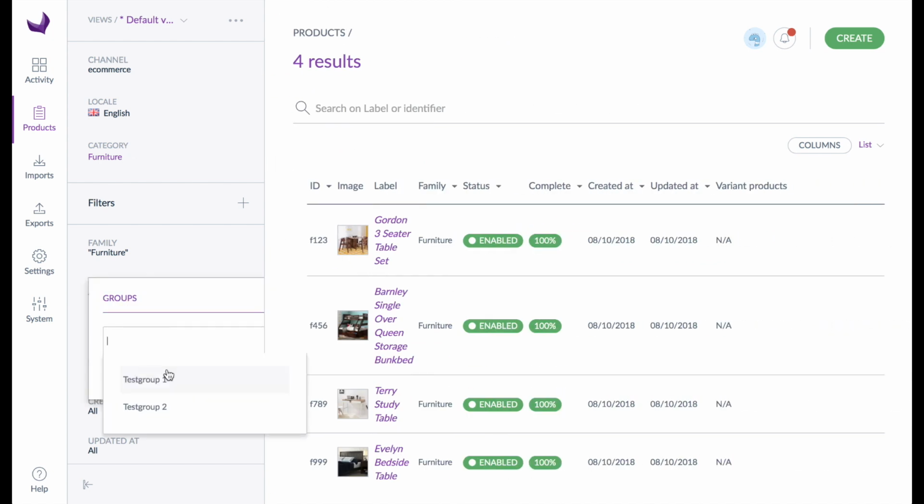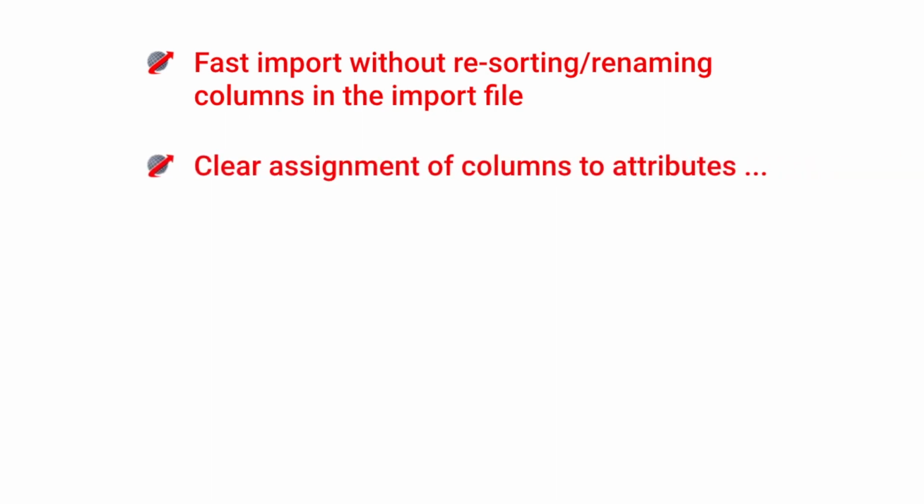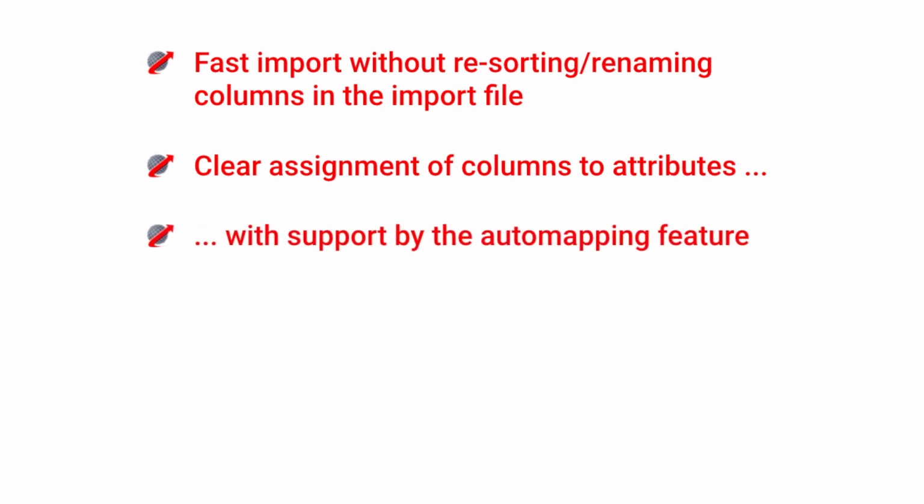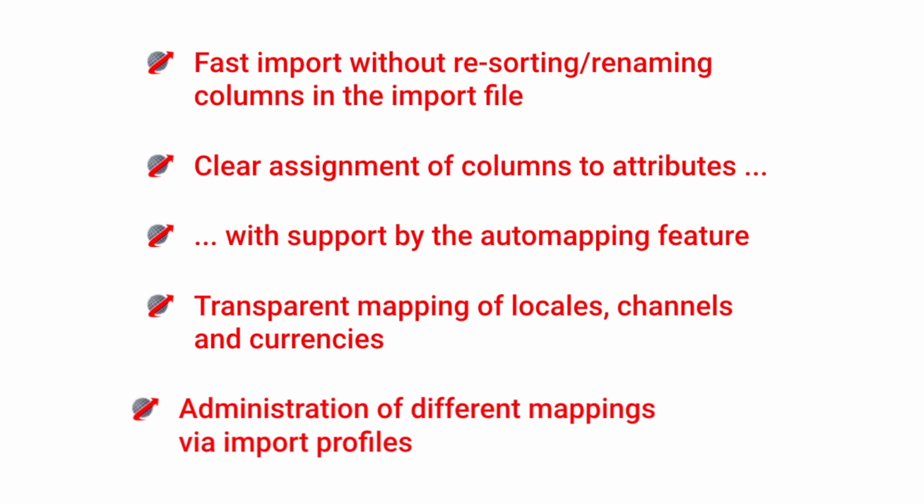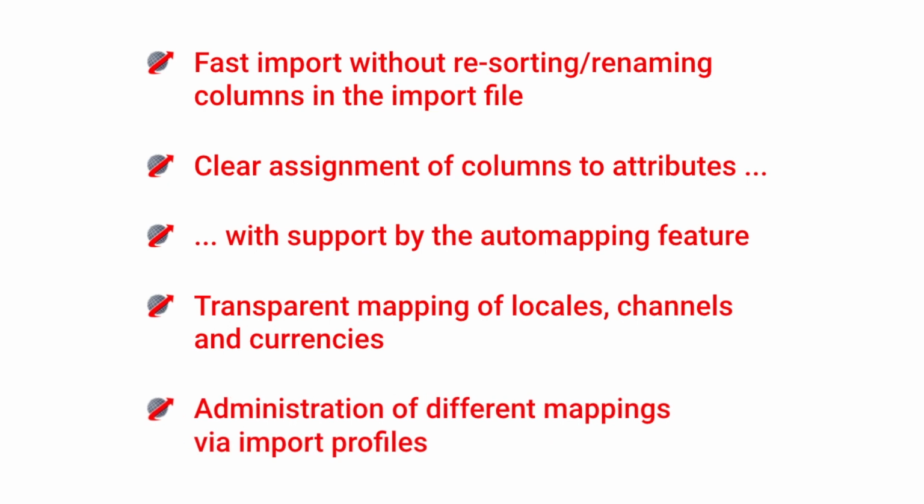So we come to the end of this little demonstration in which I have shown you how to quickly import products from CSV or Excel files without manipulating the import file, how to assign columns to attributes in a simple and clear way, and how the auto-mapping feature supports you in doing so, how to take locales, channels and currencies into account, and how to manage different mappings using import profiles.